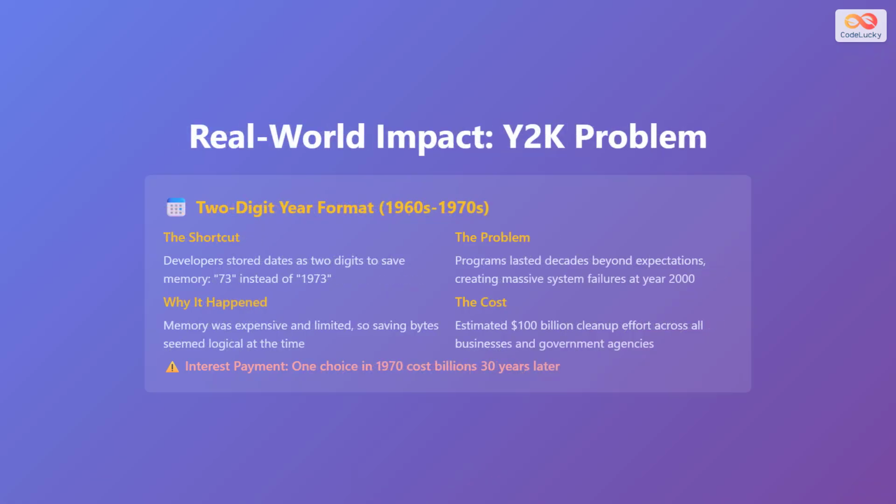The year 2000 problem, or Y2K, is perhaps the most famous case of technical debt. In the 1960s and 70s, developers saved precious memory by storing dates as 2 digits, like 63 instead of 1963. This shortcut continued for decades as code stayed in use far longer than expected. As the year 2000 approached, thousands of businesses and governments realized date calculations would fail at massive scale. The cleanup effort cost an estimated $100 billion. One choice made in 1970 cost billions 30 years later.